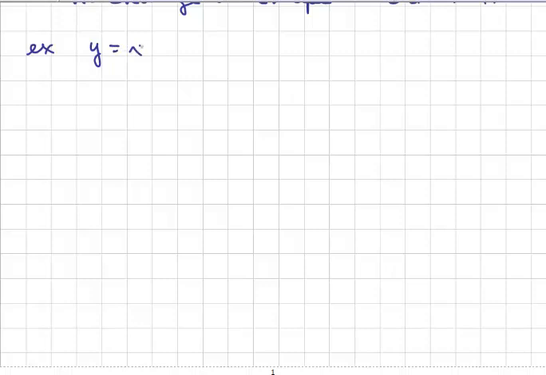Y is equal to x squared. We should all be familiar with that. And then we're going to perform some translations on it with y equals x squared plus 2 and y is equal to x minus 5 all squared. So we'll start by building a graph.